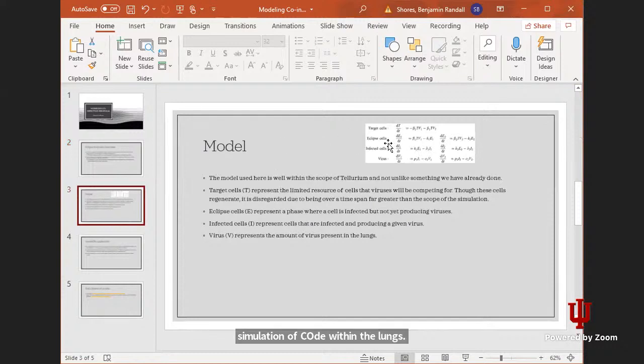The model can be seen here. It's a relatively non-complex, at least it's not a huge IDE. The target, T, is the target cells, E is eclipse cells, which are a phase where the cell is infected but not yet producing viruses. I is infected cells, and V is the amount of virus.